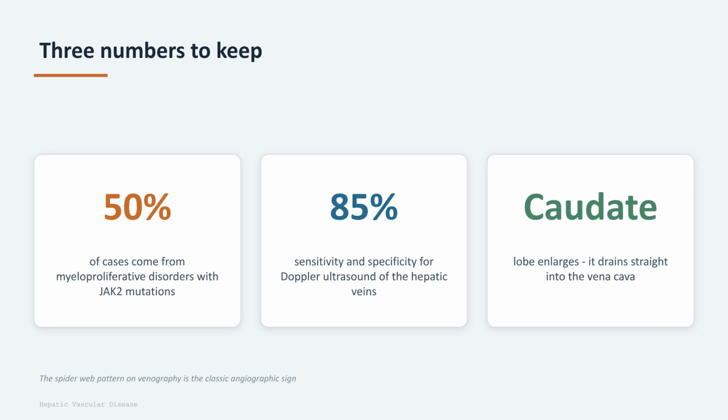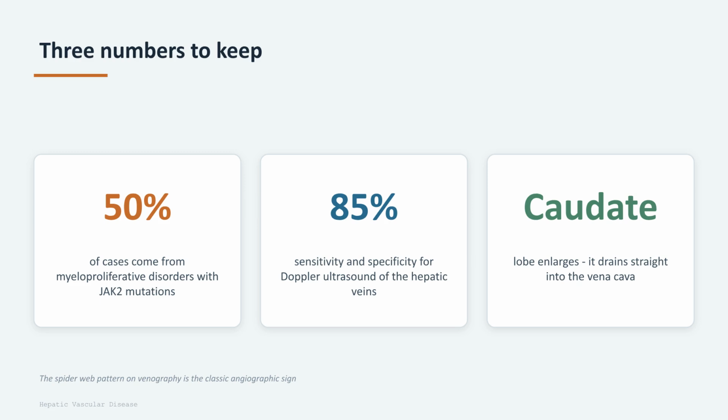Three numbers worth memorizing. First, about 50% of Budd-Chiari cases come from myeloproliferative disorders carrying JAK2 mutations. That is why the blood count matters as much as the imaging. Second, Doppler ultrasound of the hepatic veins performs at about 85% for both sensitivity and specificity. Good enough to start with, not good enough to finish with.